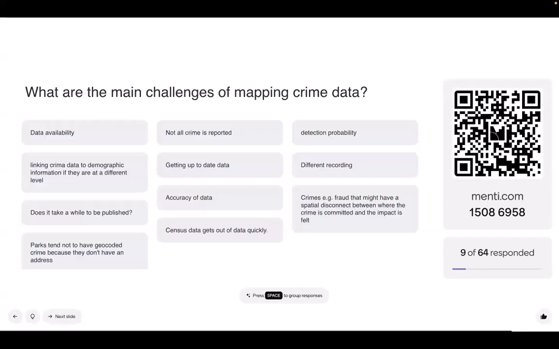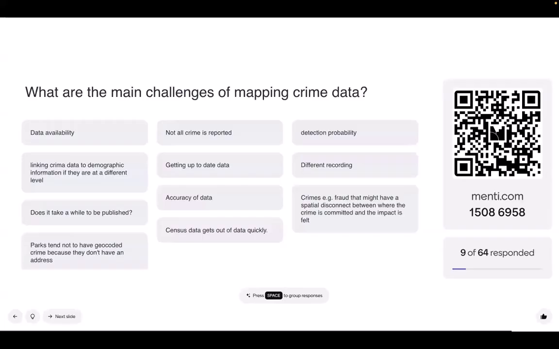Parks tend to not have a geocoded crime because they don't have an address. Great point. Such a good point. Because how can we address a park, right? So sometimes we think that crime has happened in a street, but it's actually happened in a park. Open areas tend to not have an address. So what do we do with that information? How accurate are those crimes that are recorded in those areas?